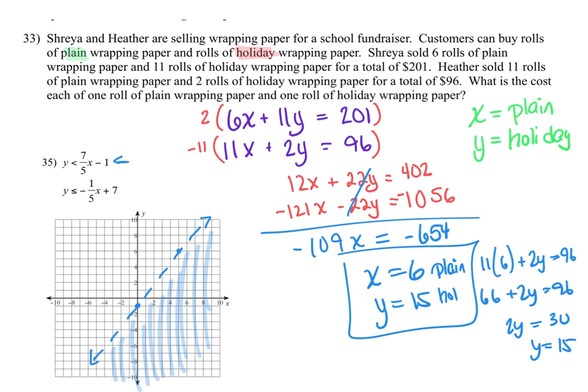And then we're going to do the second one. Start at positive 7. Go down 1 and over 5. And this is a solid line because it is or equal to. And this is also less than, so you shade below that one. And then where they cross is your answer. So your answer is this wedge right here.